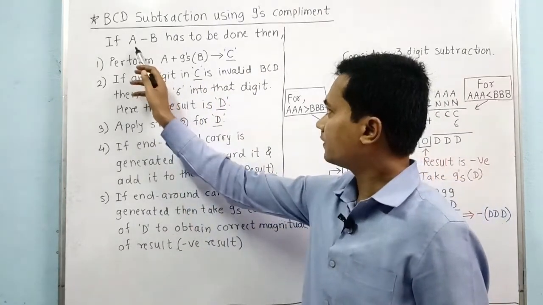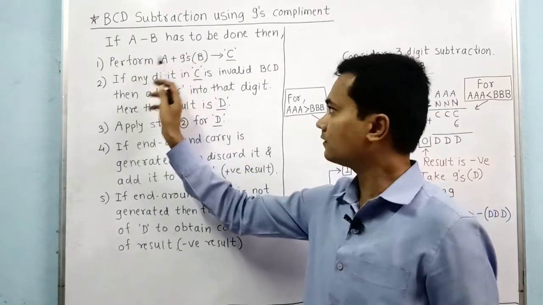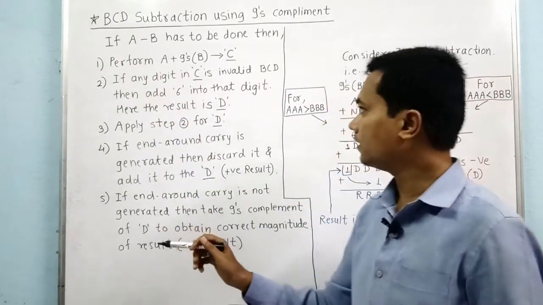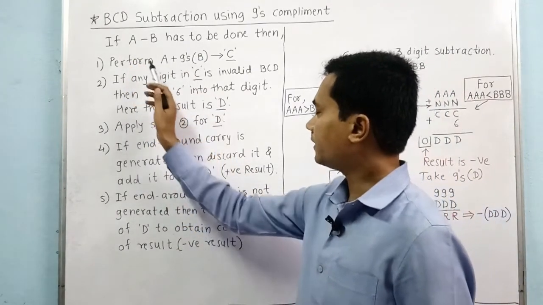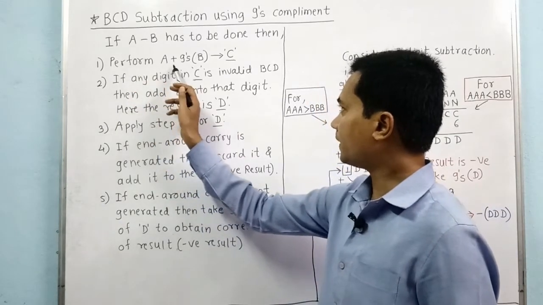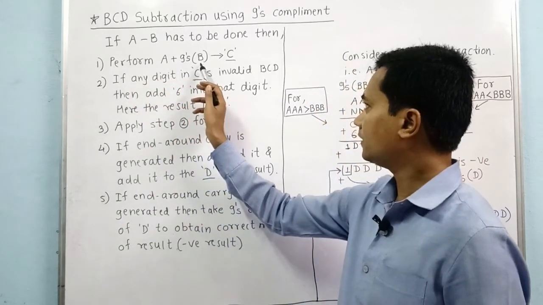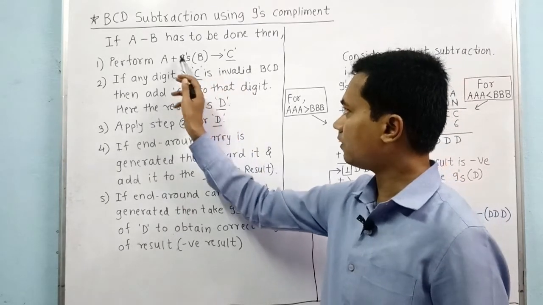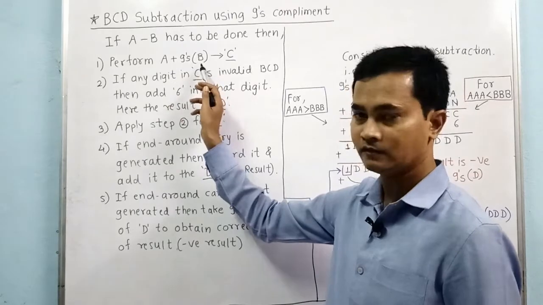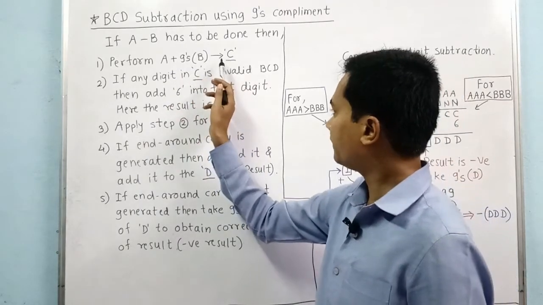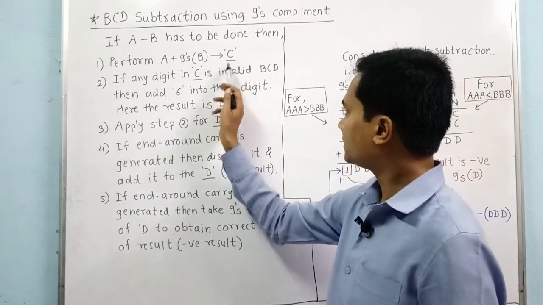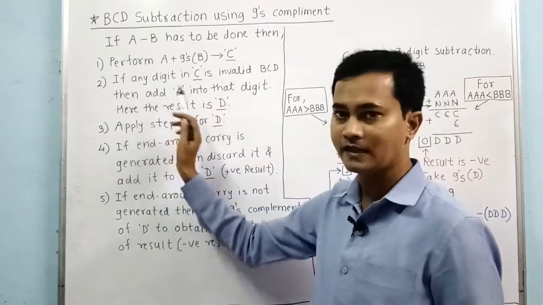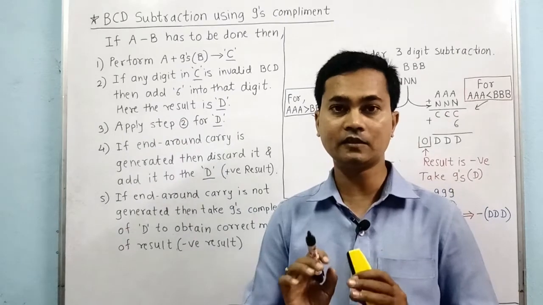If you want to perform A minus B, A is called the minuend and B is called the subtrahend. What we have to do here is perform A plus the 9's complement of B, so we get C, the summation of A plus the 9's complement of B. Then we have to check in the result C whether each and every digit is a correct BCD digit or not.